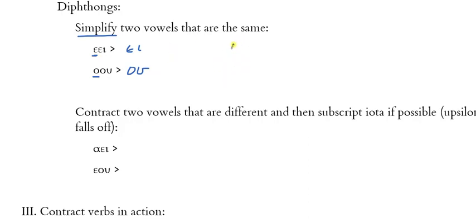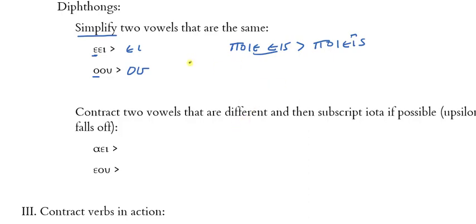So just one example here, poie plus eis. See how we can have the epsilon meeting the epsilon iota? What's that going to become? Poieis. All right? So those will simplify.